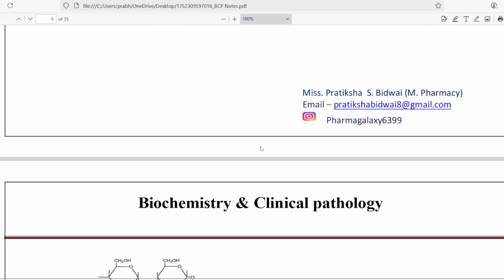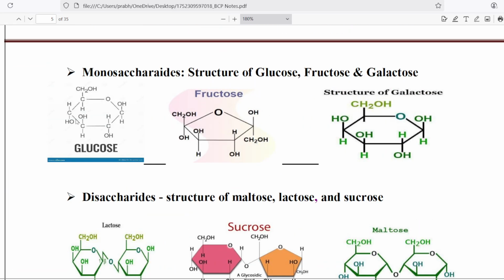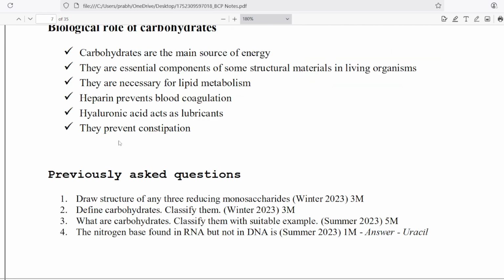Then the previously asked questions are: draw the structure of any three reducing monosaccharides. So these are the monosaccharides glucose, fructose and galactose. So the structure is per structure 1 mark. Then next is define carbohydrate and classify them. Then next is what are carbohydrates? Classify them with suitable example. And next question is: the nitrogen base found in RNA but not in DNA is.